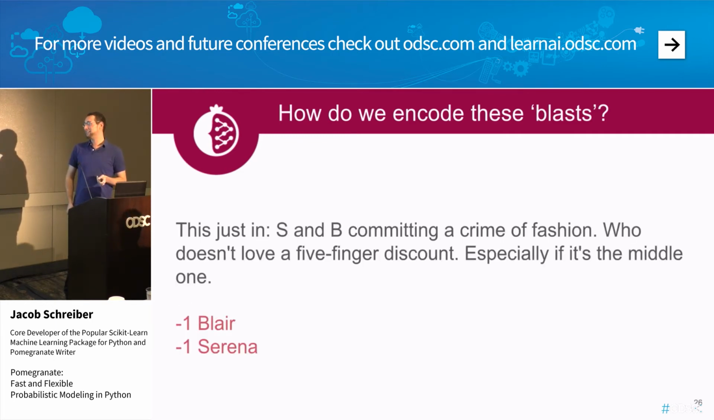This just in, S&B committing a crime of fashion. Who doesn't love a 5-finger discount, especially if it's the middle one? For those of you not in the know, a 5-finger discount is theft, so this is outing two of the main characters for stealing, so it clearly works against both of their agendas.